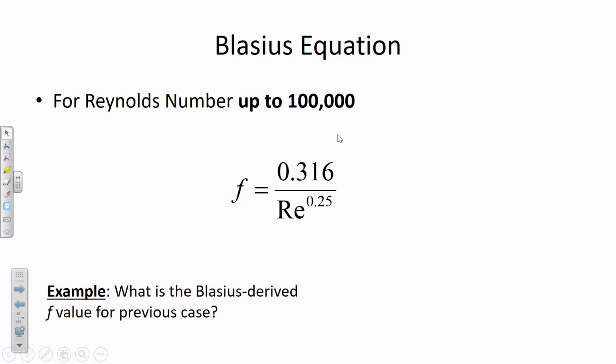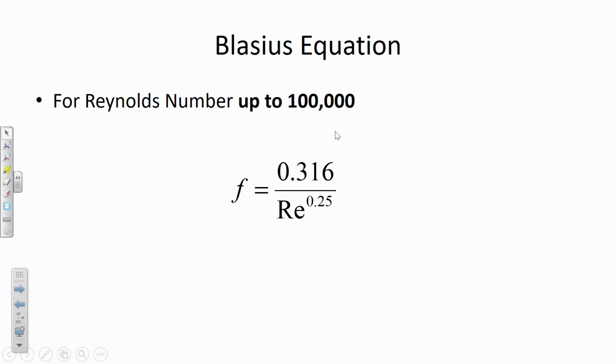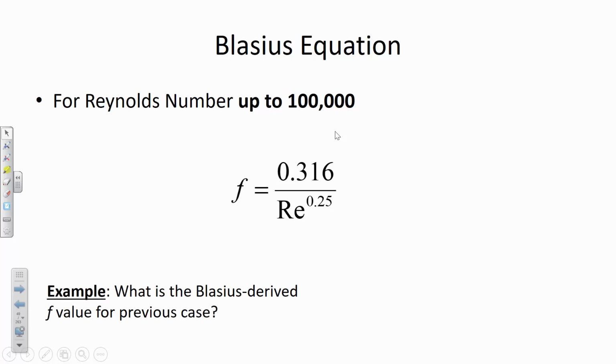So what would be the Blasius-derived f value for the previous case? Well, it shouldn't be exactly the same, because in the previous case our Reynolds number is too large. So maybe we won't even bother putting that in there, because it doesn't matter what the Blasius equation would say. Our Reynolds number in the previous example was 1.8 million, and the Reynolds number here only goes up to 100,000. But it's another way of approximating the f value. It doesn't apply. It's outside of the Reynolds number range.